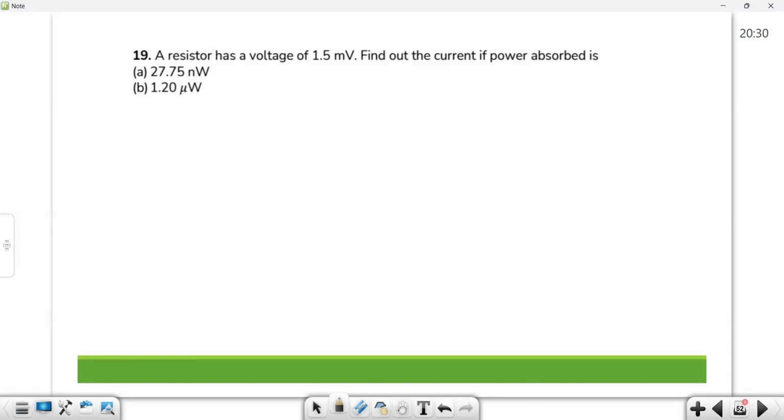Now please tell what the answer is for this. What will be the answer for this? He has given the voltage and is asking for the current. If the power absorbed is this much, how much is the current? N means nano, that is equal to 10 power minus 9. Mu means micro, that is equal to 10 power minus 6. Please tell the answers.